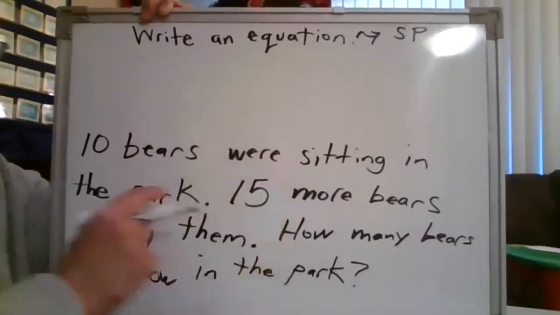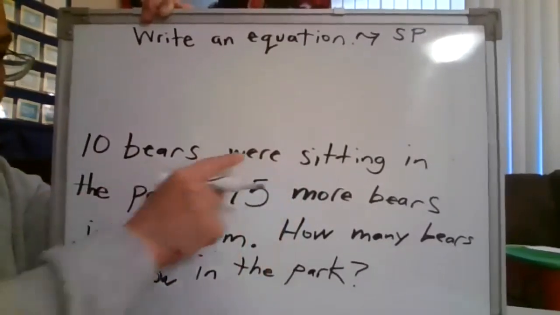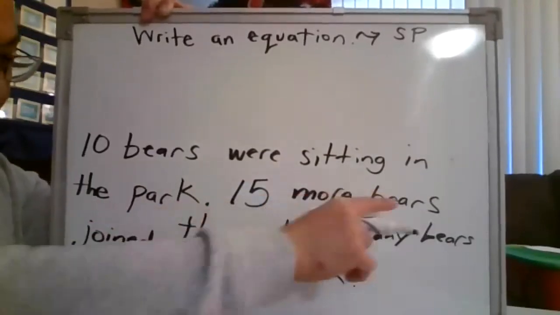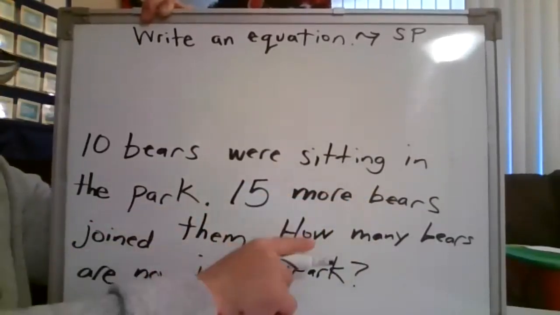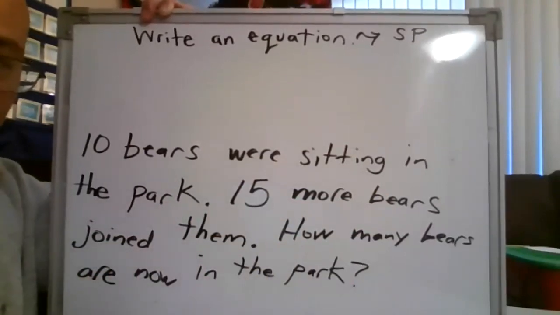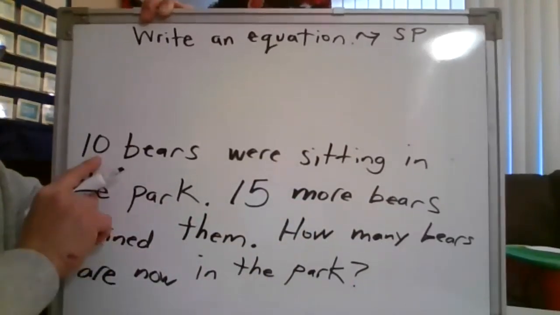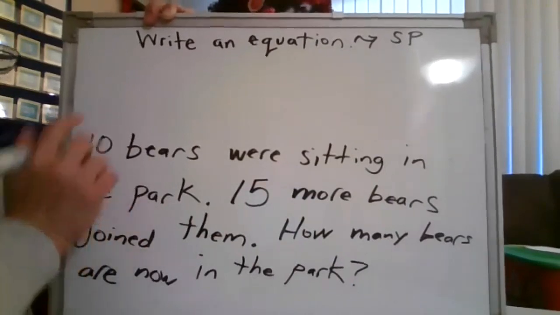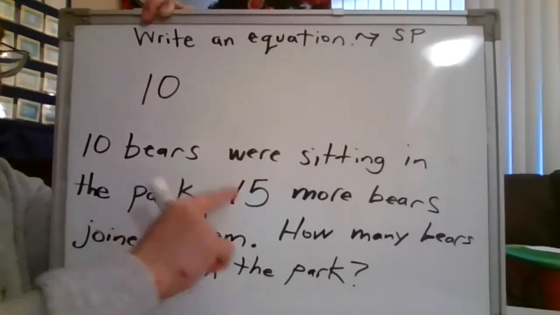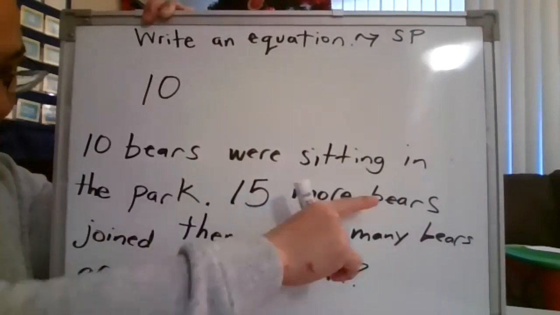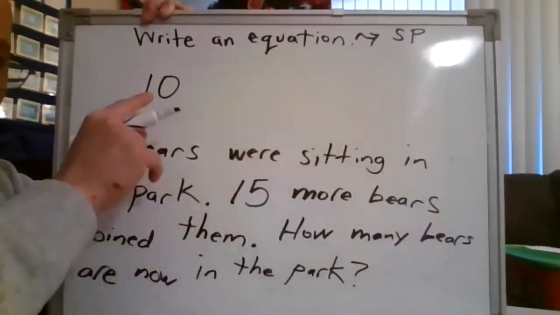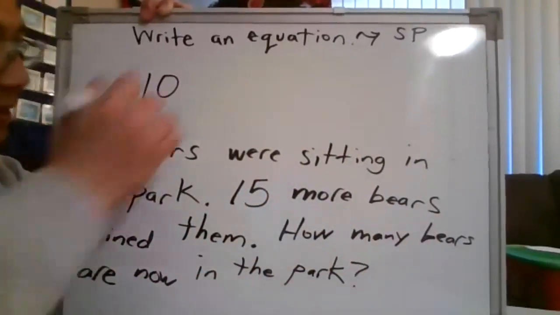Let's say 15. 10 bears were sitting in the park. 15 more bears joined them. How many bears are now in the park? Now I have to write an equation. Once upon a time, there were 10 bears. 10 bears were sitting in the park. 15 more bears joined them. That means 15 bears came and sat with my original 10.